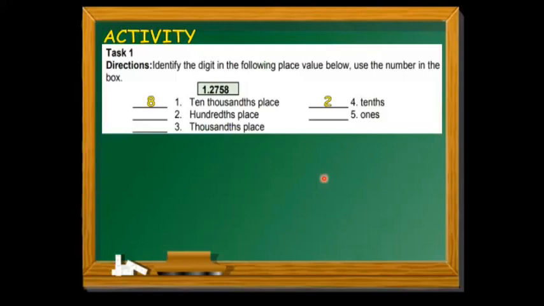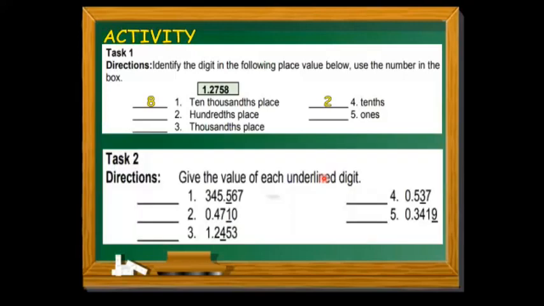So let's have task number 2. So galing dito sa module nyo, so at least meron kayong idea. So directions: give the value of each underlined digit. So let's answer 2 examples as well. So sagutin natin yung number 2. The number is 4,710 thousandths. So what is the value of 1?